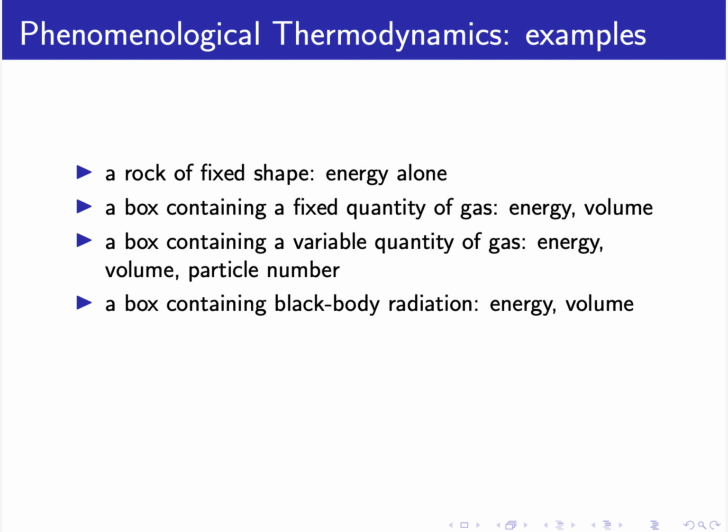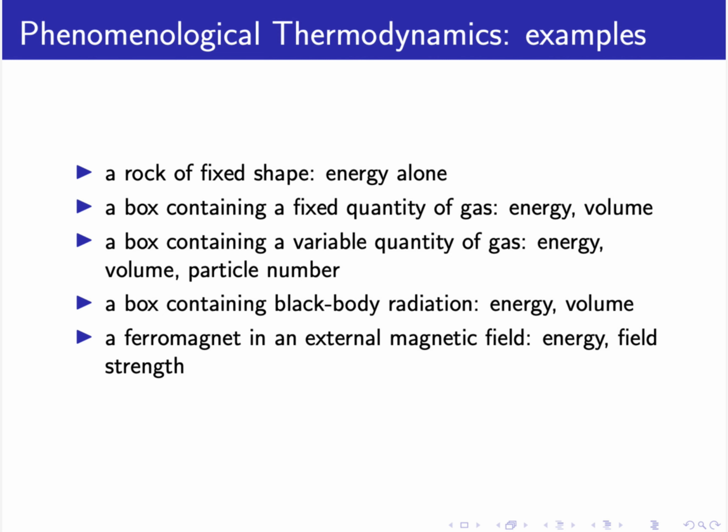If the box contains black body radiation, it's characterized by its energy, it's characterized by its volume. It's not characterized by the number of photons in the box. Why not? Because photon number is not a conserved quantity. A system with a certain number of photons in can spontaneously evolve to a system with a different number of photons in. The only conserved quantity is the energy, and the external parameter is again the size of the box.